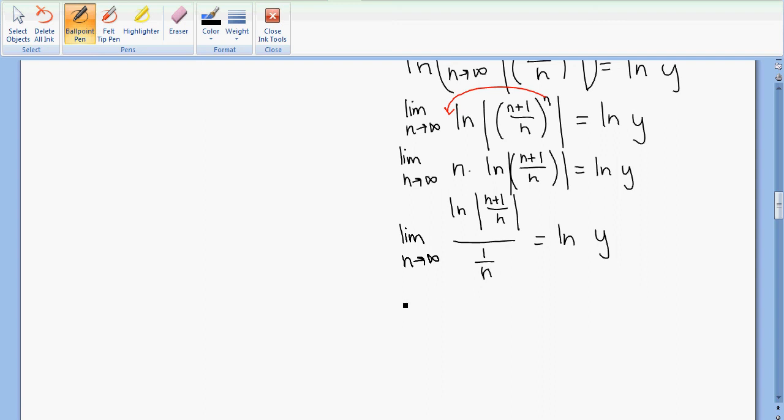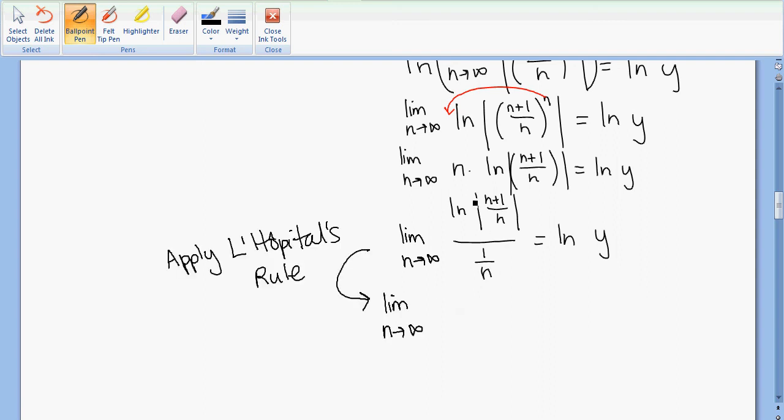So now we can apply L'Hopital's rule. So the derivative of the numerator is going to be 1 over this expression here. So that's really just the reciprocal. So we get n over n plus 1. And then it's times the derivative of this expression. So that's going to require a quotient rule.